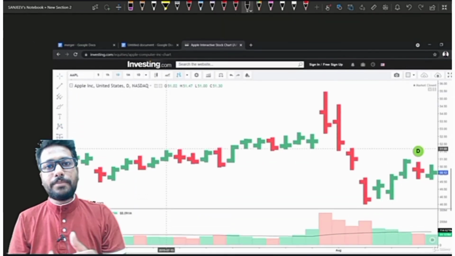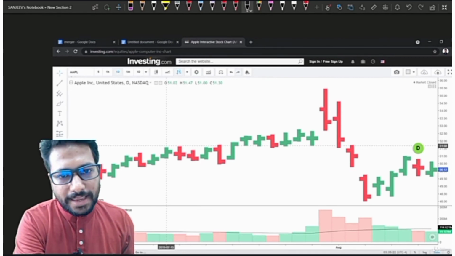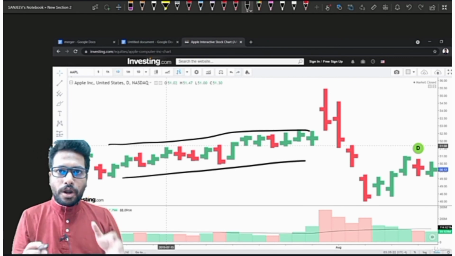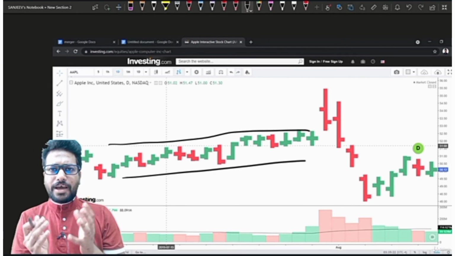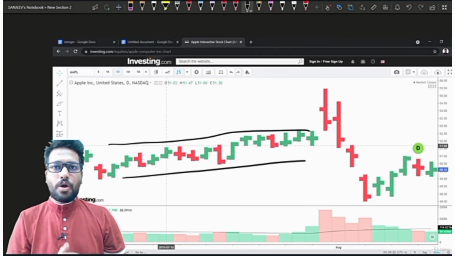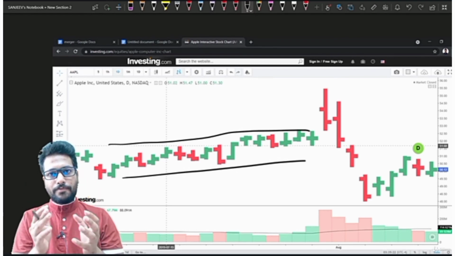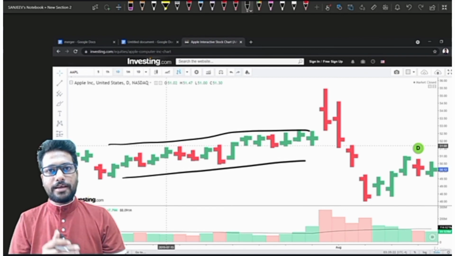Likewise, there is a sideways trend, where the market is showing neither an upward nor a downward trend. These are the important things which every technical analyst needs to consider before starting his technical investments.